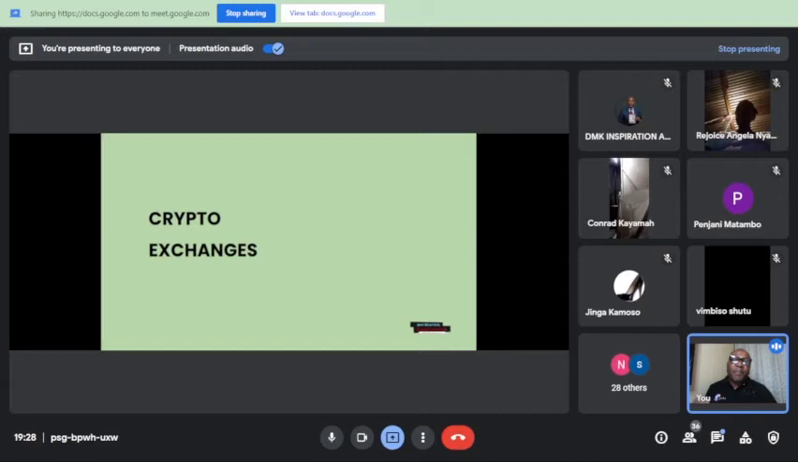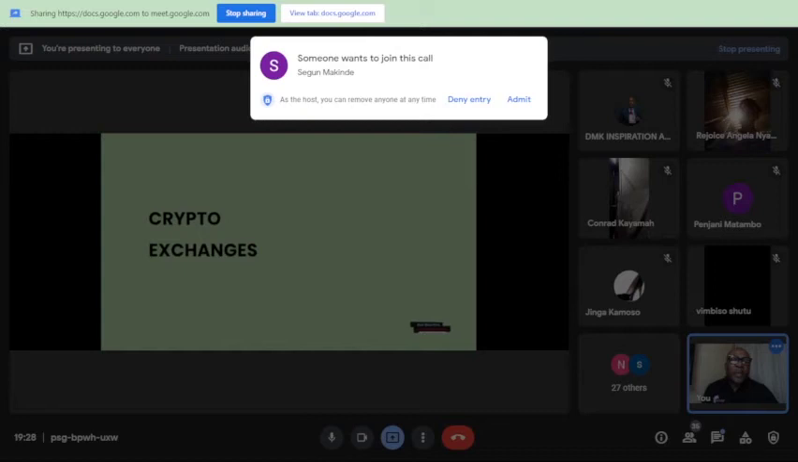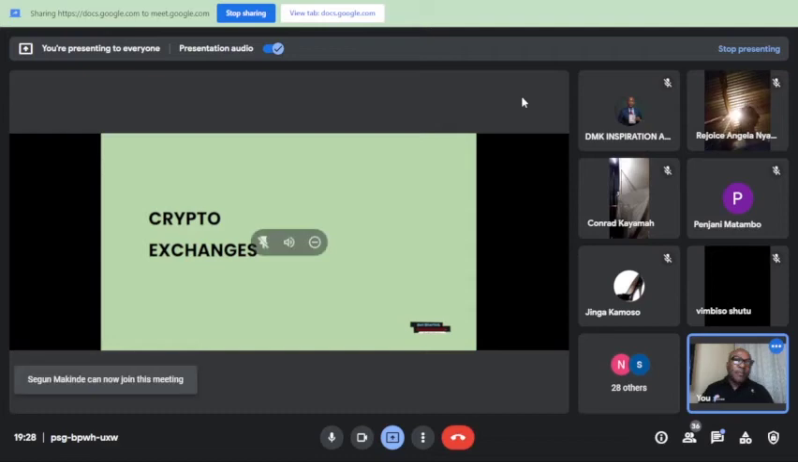So let's take a deep dive and look at some of the exchange types that are available if you want to get into crypto. The first one is centralized exchanges. By far the most common place for new crypto users to on-ramp is via centralized exchanges. Centralized exchanges are exchanges such as FTX, Binance, and Coinbase. Basically, most of the popular exchanges are centralized, right?